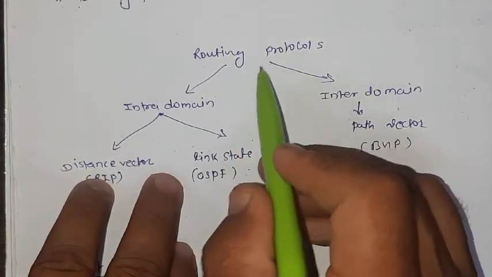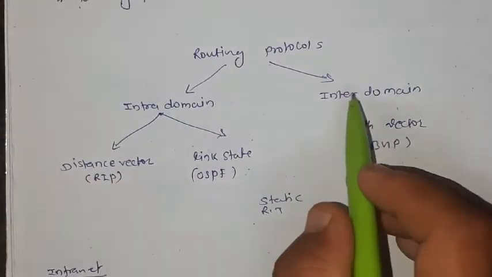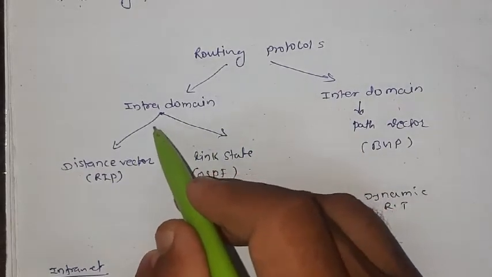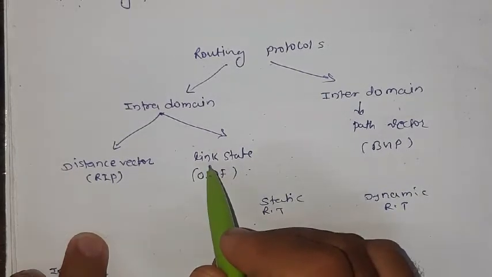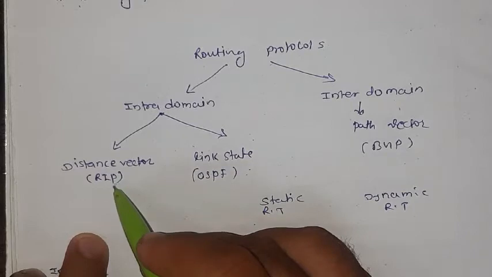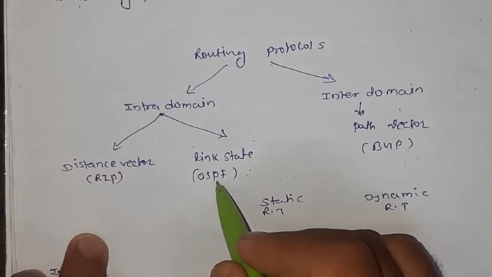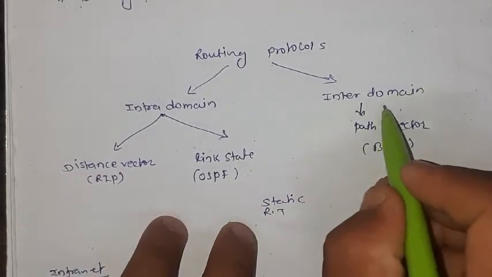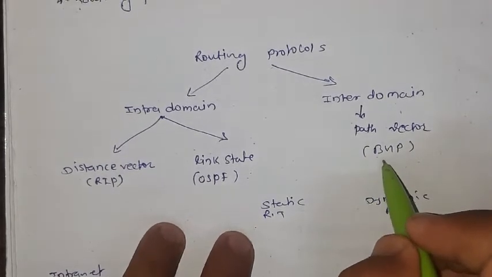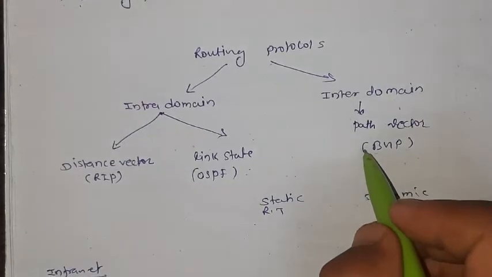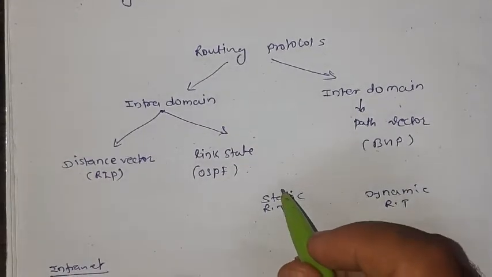Here, routing protocols are divided into two different types: intradomain and interdomain. In intradomain, there are two further types: distance vector and link state. Distance vector works on RIP and link state works on OSPF. On the other side, interdomain works on path vector, and path vector works on BGP. So here we have several protocols which help us with routing.